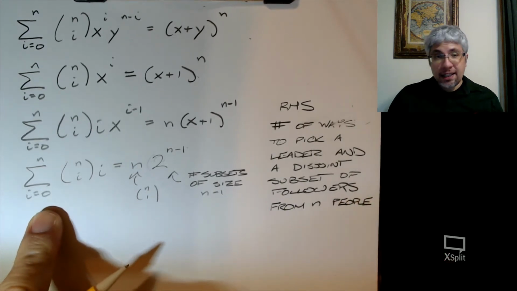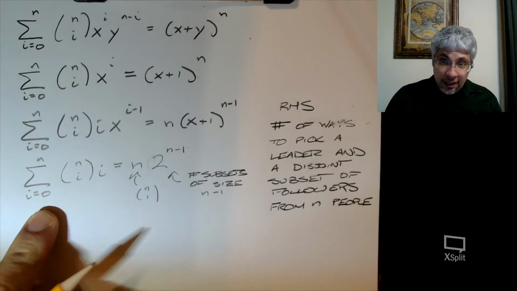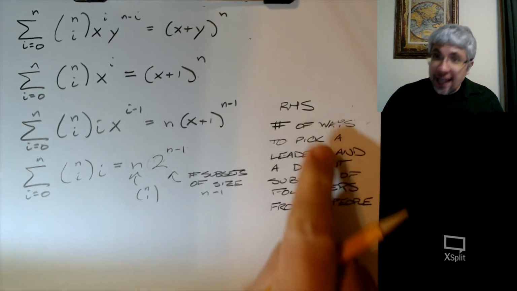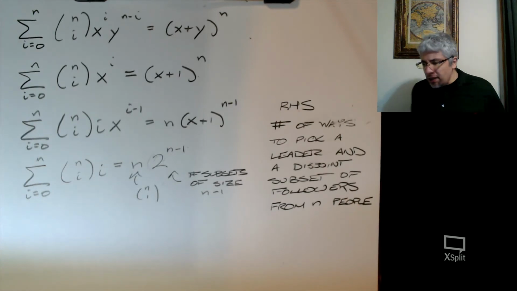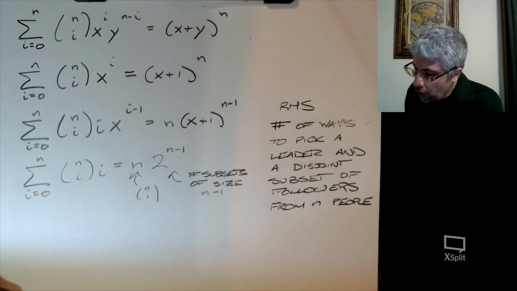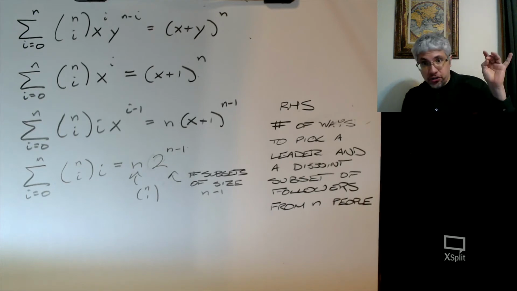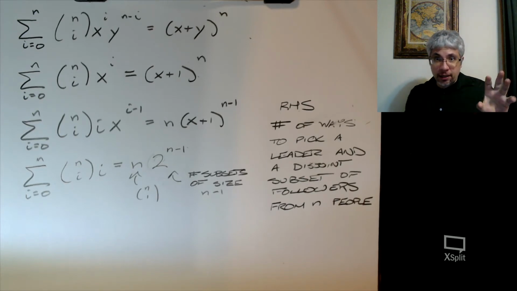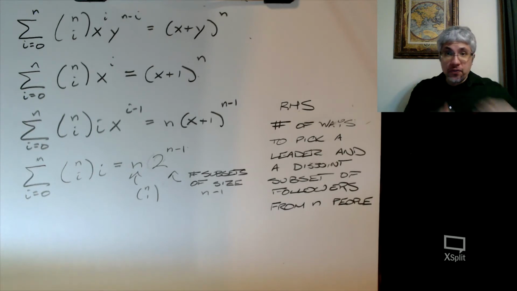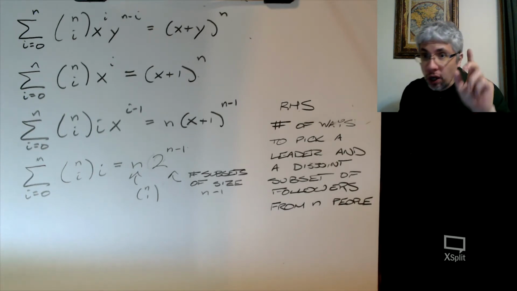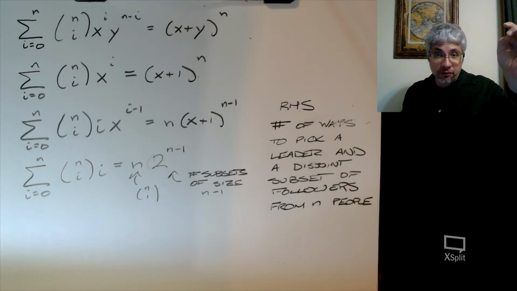So maybe I could count this left-hand side, or I could count this in a different way and make that equal to the left-hand side. So what's another way that I could count this? Well, instead of picking the leader first and then picking the subset, what if we chose an entire subset, we remove them from the group, and we pick one of the people from that subset to be the leader and separate them from that subset?